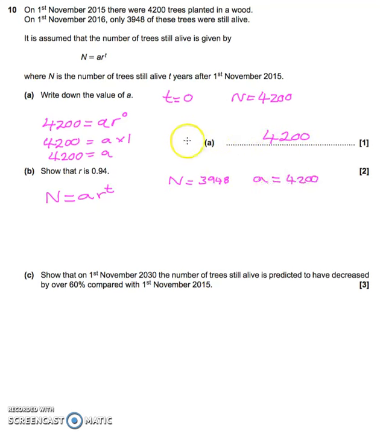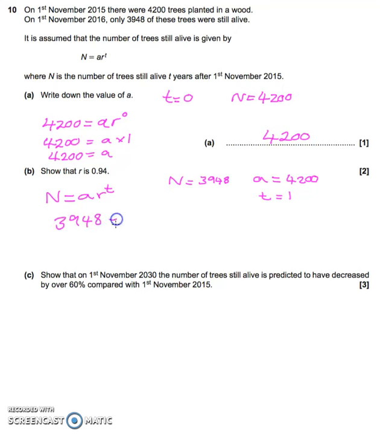And in the sentence up here, we can work out that T is equal to 1 because 1 year is the difference between 2016 and 2015, 1st November, 1st November. So exactly 1 year is what T is. Now we've found out what those are, we're going to be able to show that R is equal to 0.94 and substitute those in.